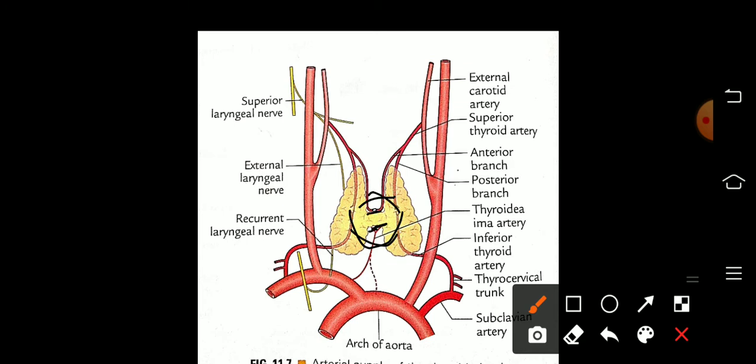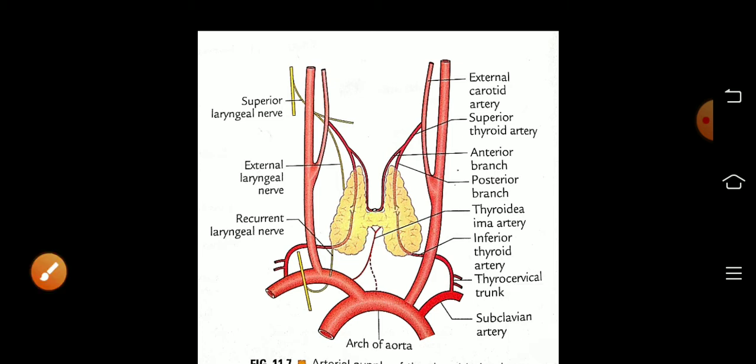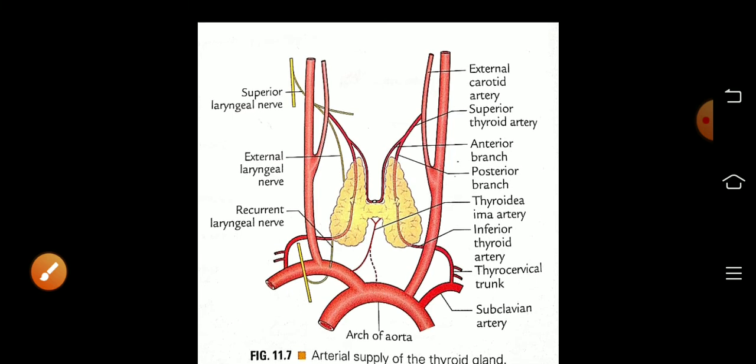For further details about the thyroid gland, please check my video about the thyroid gland that I have made, about the features, about the relations of each lobe and everything. Please go and check that video before seeing the blood supply, then it will be very easy for you to learn this. Now we are going to see the inferior thyroid artery.